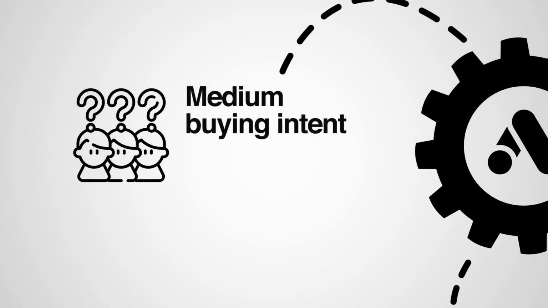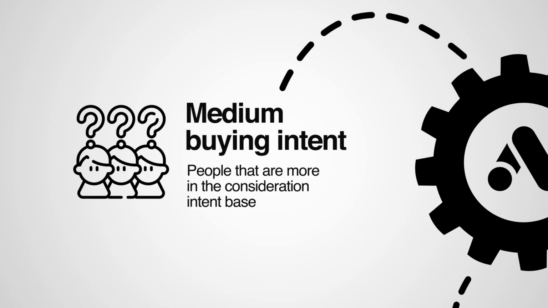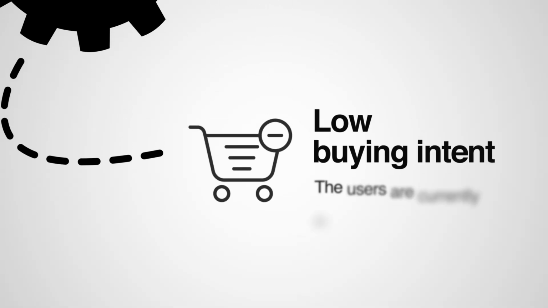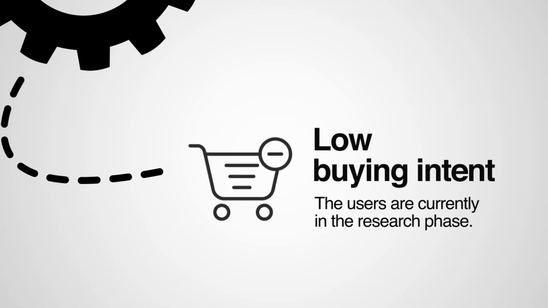The medium quality people are those people that are more in the consideration intent phase, and they're not really sure whether they want the product right now or in the future, or what product they actually want. And on the lower side of things, these are the people that are essentially in the research phase. They're researching solutions, they're researching potential products out there that can give them what they want.